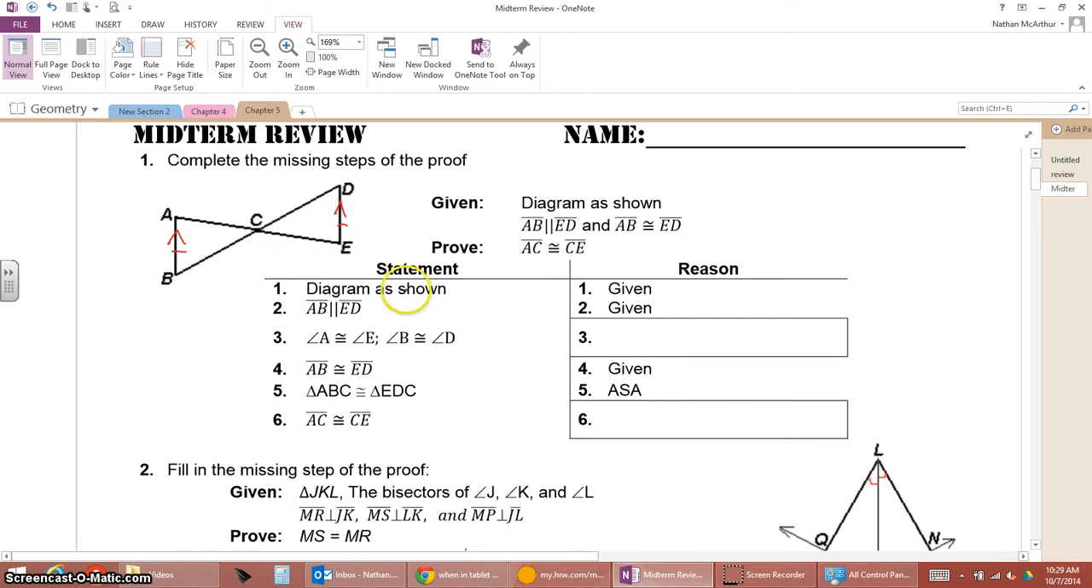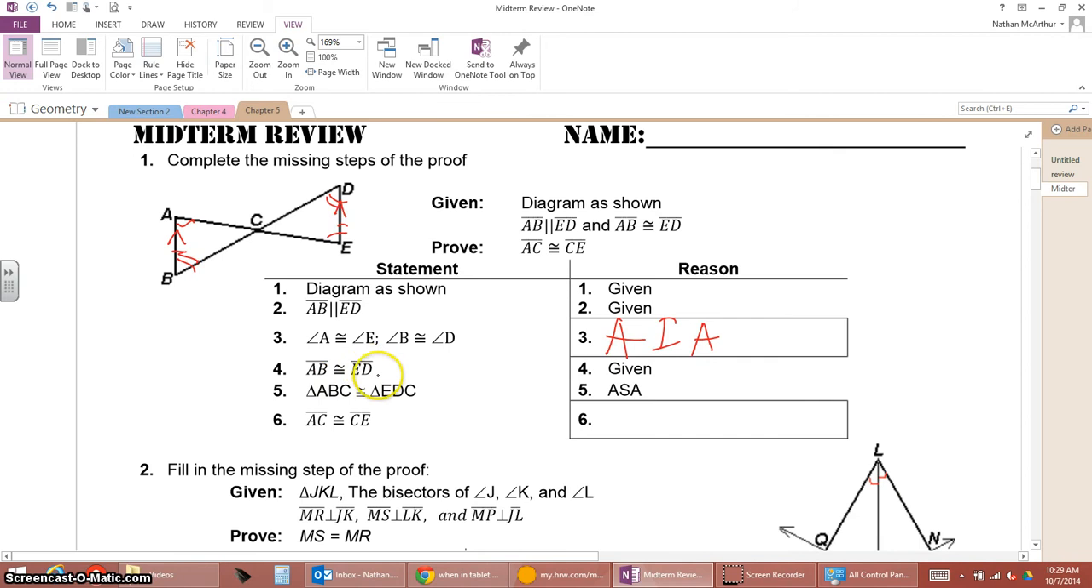All right, so now it says given. We've got the diagram. AB parallel, that's given. Now, A and E are congruent. This is telling me specifically that angle A and angle E are congruent. Why would those two be congruent? Well, I'd call it alternate interior angles. Also, B and D are congruent. So I mark my diagram as such.